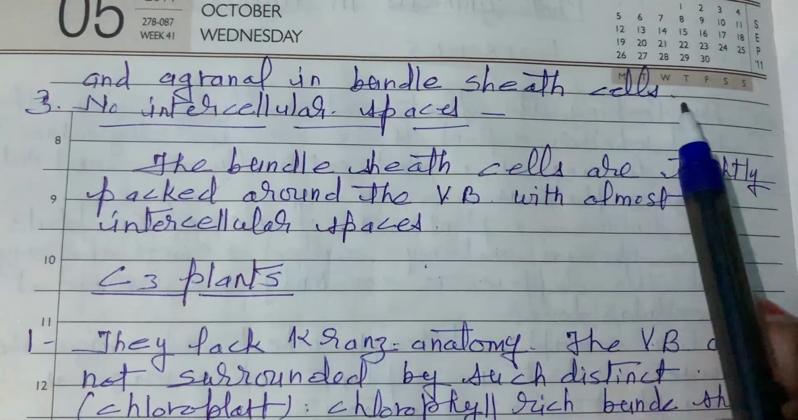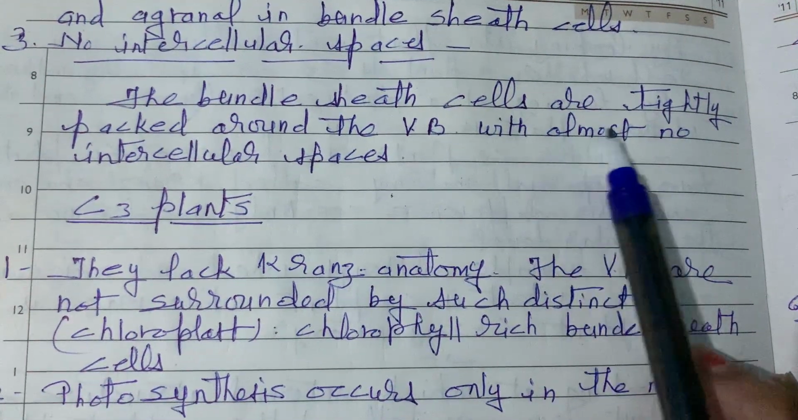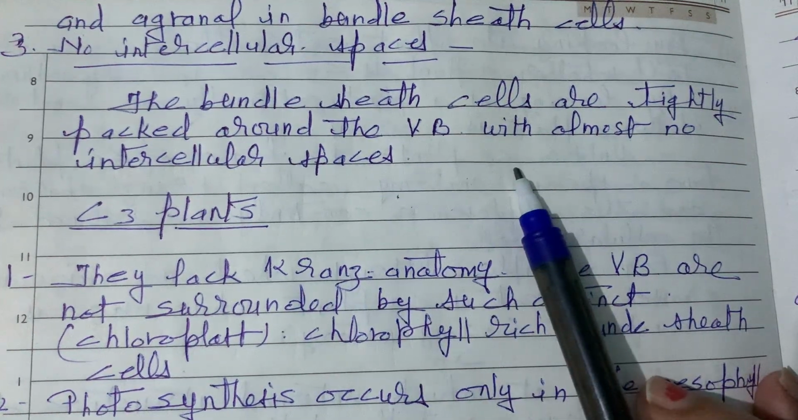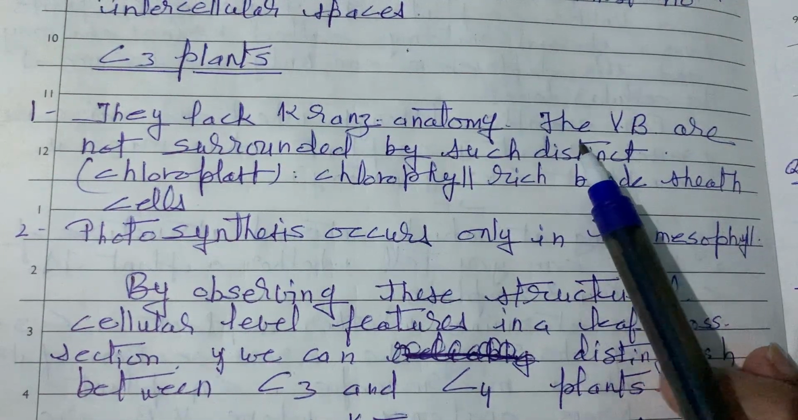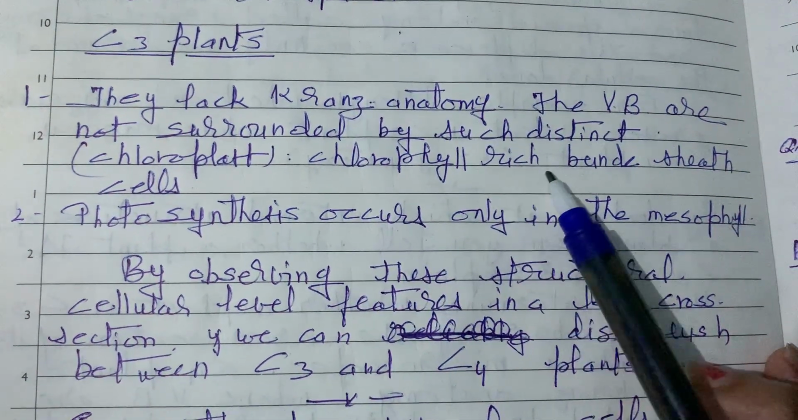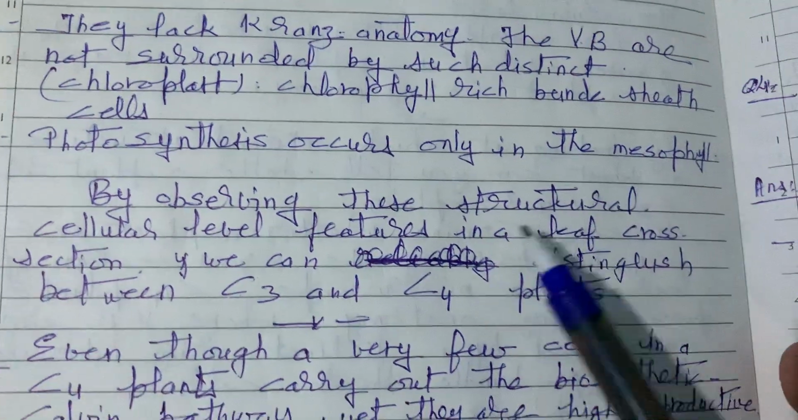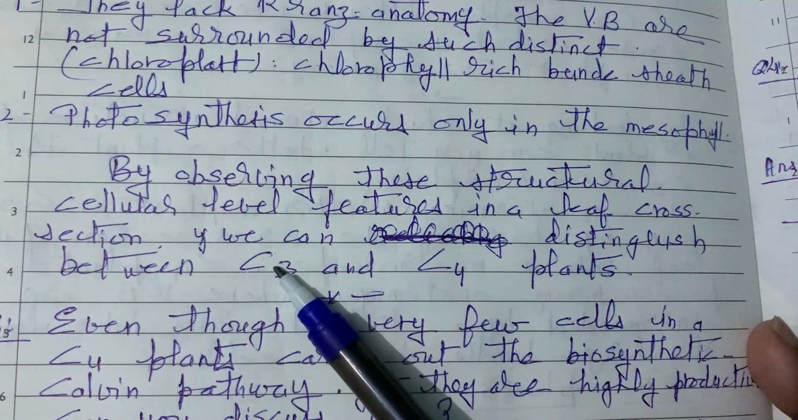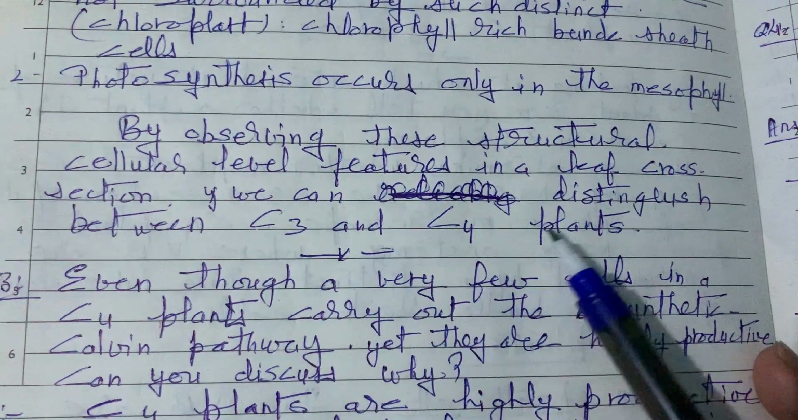and agranal in bundle sheath cells, and the bundle sheath cells are tightly packed around the vascular bundle with almost no intercellular spaces. Whereas in case of C3 plants, they lack Kranz anatomy. The vascular bundles are not surrounded by such distinct chloroplast and chlorophyll-rich bundle sheath cells. Photosynthesis occurs only in the mesophyll cells. By observing these structural cellular level features in a leaf cross-section, we can differentiate between C3 and C4 plants, right?